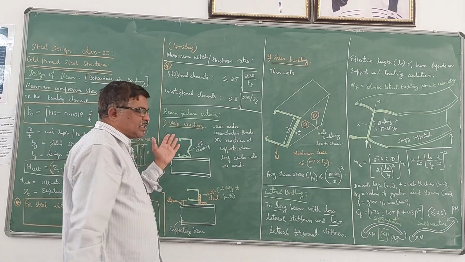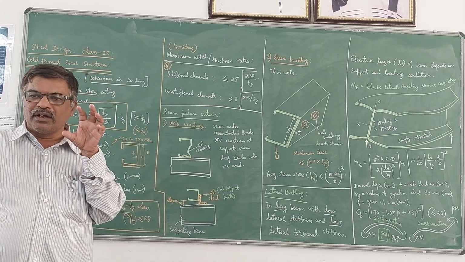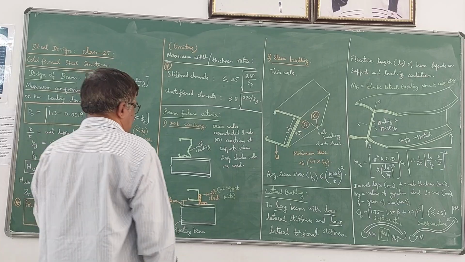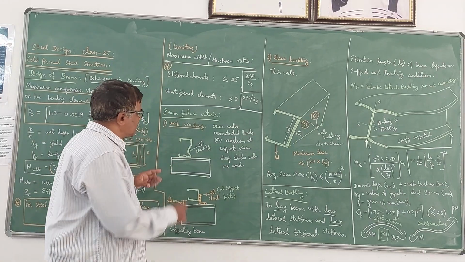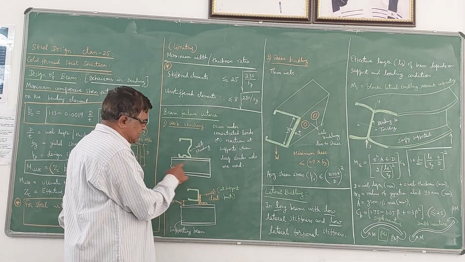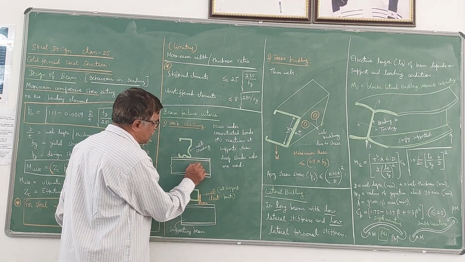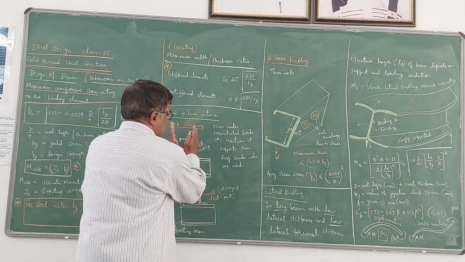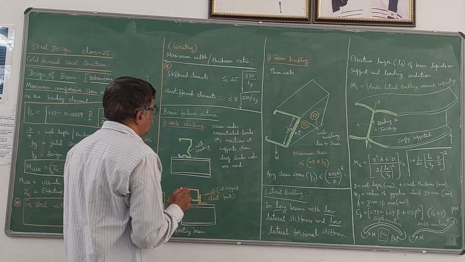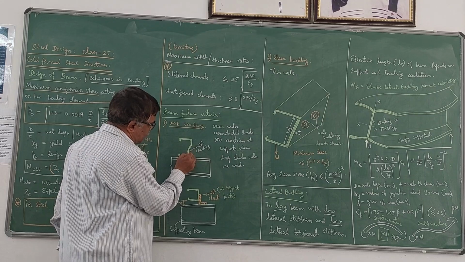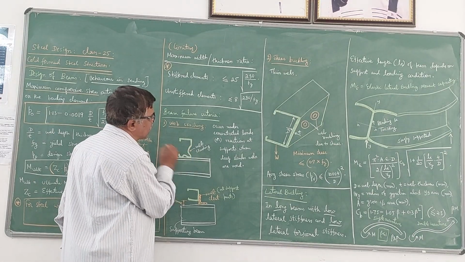Normally crushing occurs in the case of shorter web sections. Web crushing will take place like this. Here this is the supporting beam. On this beam another beam is running perpendicular to it. So the web crushing will occur like this. The web will crush and take a shape like this.